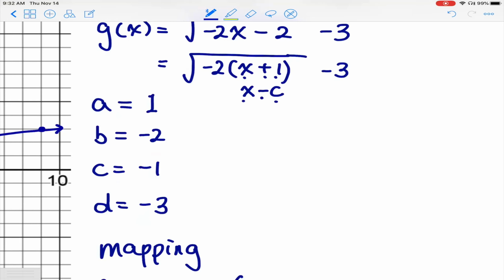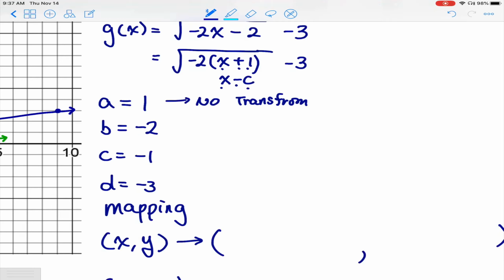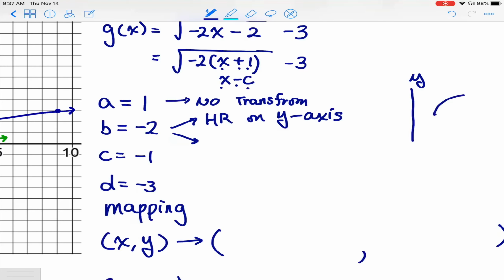By doing this, we can take a look at our actual transformations. I will move this down a little so that I have more room. For A being 1, there is no transformation done. Then B being negative 2 has two different transformations. The negative gives a horizontal reflection on the y-axis. That means if you have the y-axis over there, your function rotates sideways and goes the other way around.